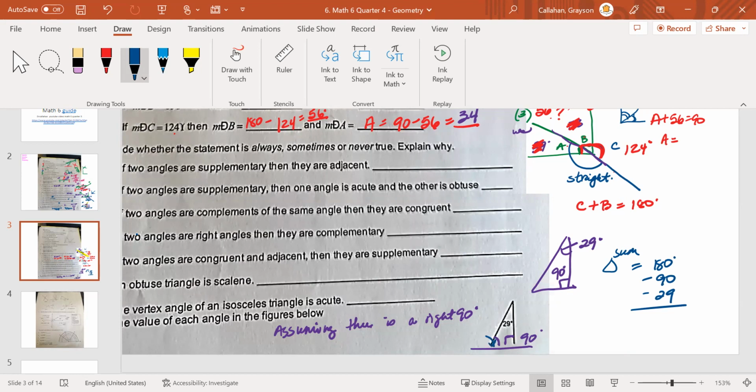Okay, so do 180 minus 90. What's 180 minus 90? Half of 180 is 90. Yeah, 90 minus 29 gives you what? No, 90 minus 29. 61 degrees, right? Okay. All right, that concludes the first one.